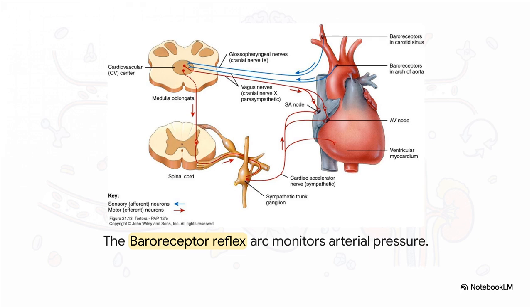If your pressure drops, like when you stand up way too quickly, these sensors instantly detect it. They fire an SOS up to the brain, and the vasomotor center fires right back through sympathetic nerves. This immediately increases your heart rate and constricts your blood vessels, snapping your blood pressure right back to normal in a fraction of a second.